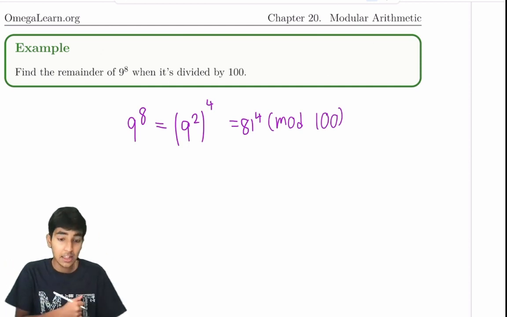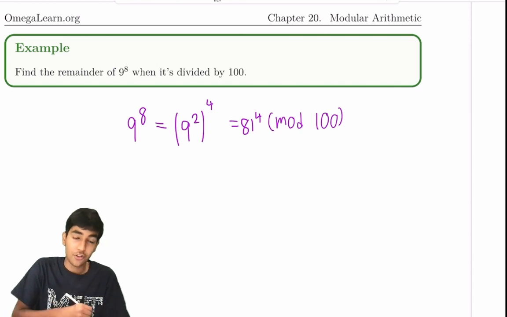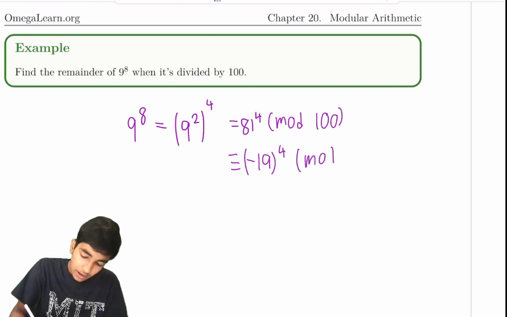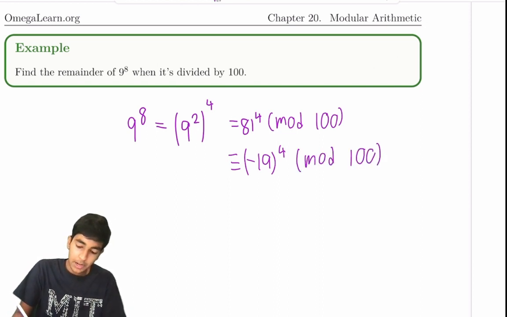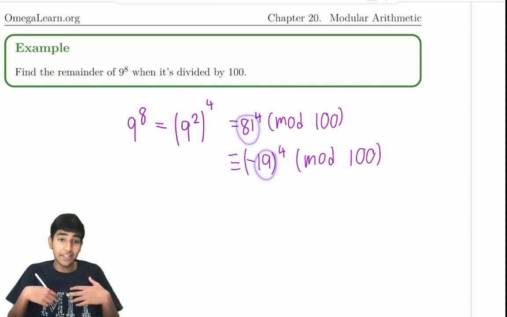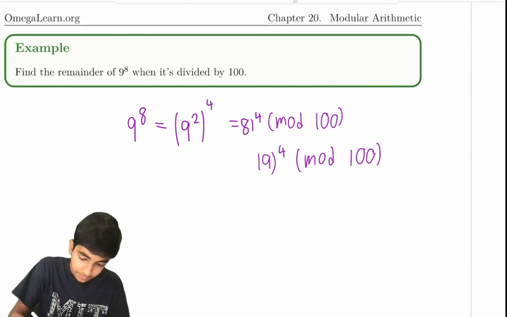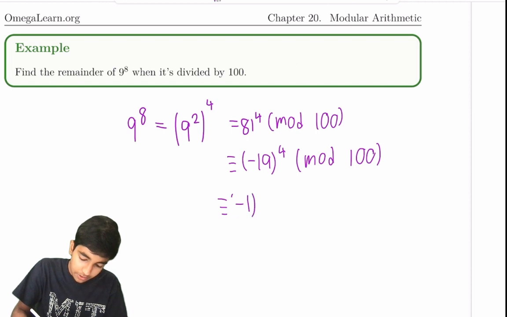What can you even do? The key thing is we can make it negative. And that's helpful because this is equivalent to negative 19 to the 4 mod 100, right? By our exponent rule. And look, guess what? 19 is a lot smaller than 81, so that did help, actually. Now notice something. Negative 19 to the 4, we can rewrite it as negative 1 to the 4 times 19 to the 4.